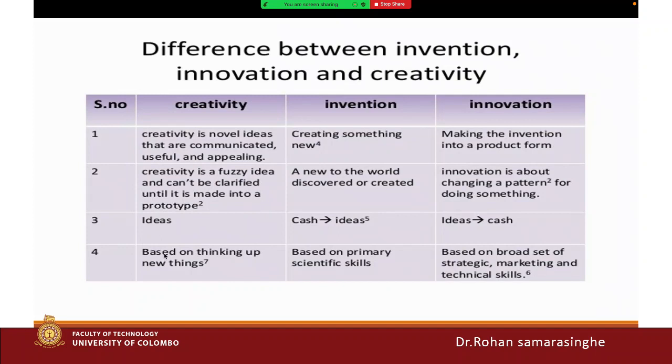Okay, the next one is creativity, based on thinking up new things, based on primary scientific skills, based on a broad set of strategic, marketing and technical skills. So simply, when we summarize invention and innovation, invention is creating something new, but it does not speak of any commercial value. If you want to convert it to innovation, that invention must have a certain commercial value. If the person creates something new and commercializes it, that will be called innovation, not invention.